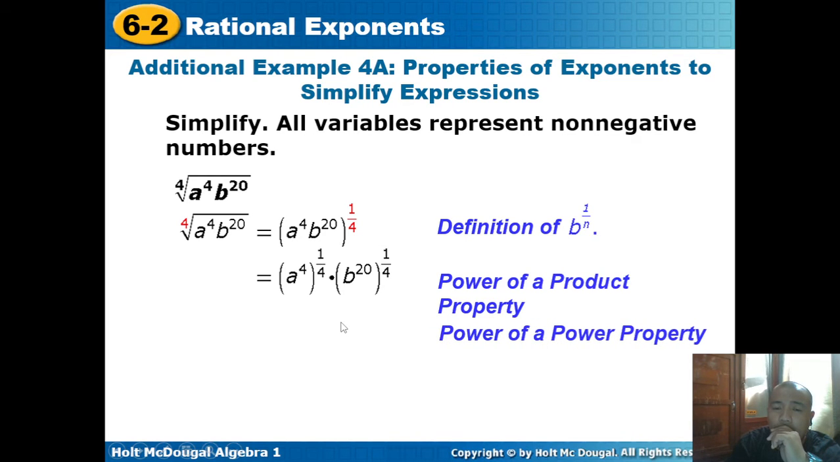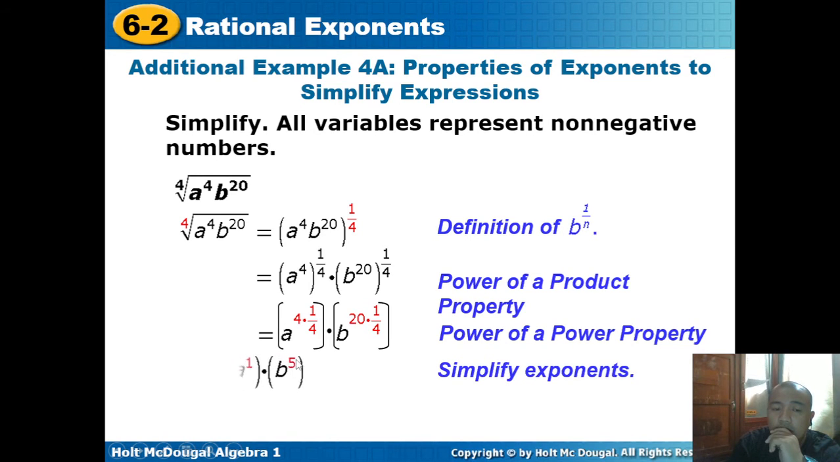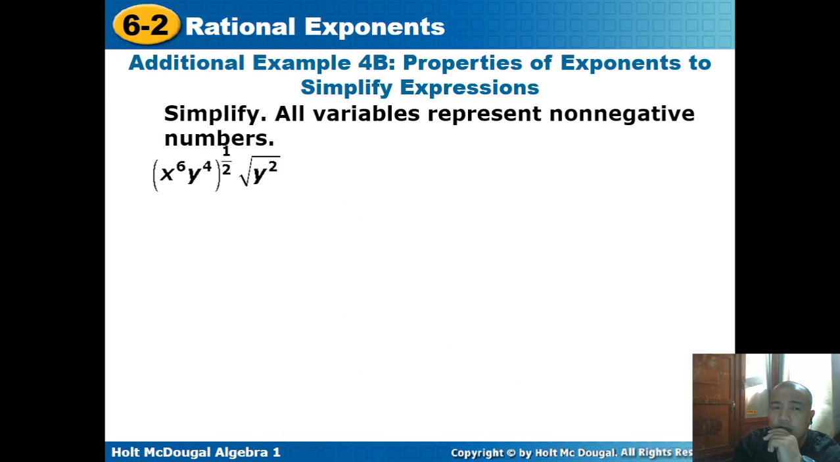Yes, power property. So for a, multiply 4 by 1/4. For b, multiply 20 by 1/4. So for a, the exponent is 1, and for b, the exponent is 5. So simplify. The answer is a b to the 5th power. That's the answer.